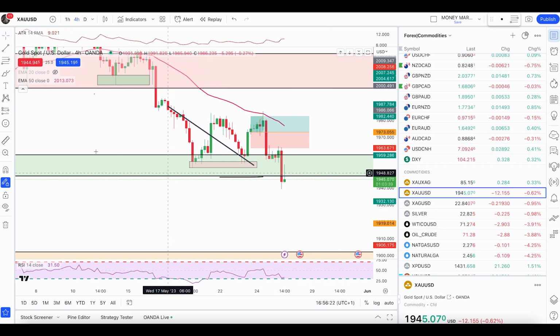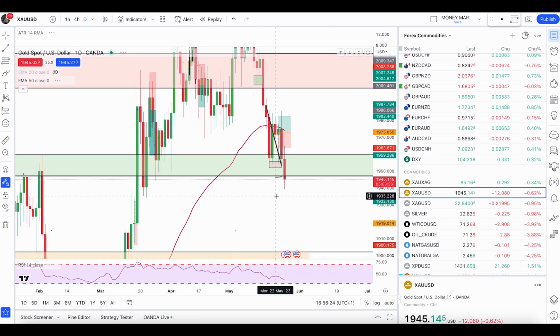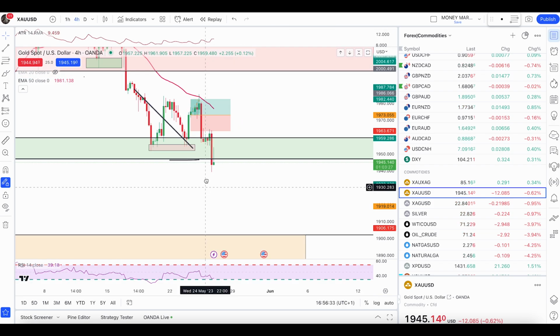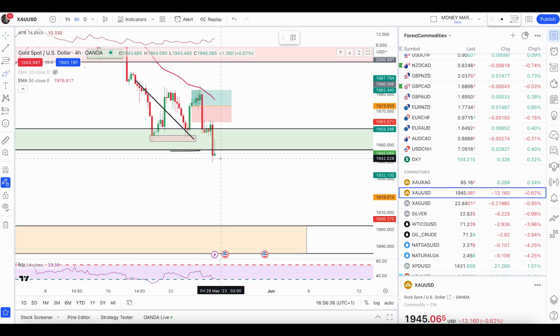So at this point, price is now broken below the level of major support. That will now turn resistance, and the support area is 1947.30, goes up to 1959.67. And now we're going to use this zone as the trend continuation zone. So I want to see one more red candle close below.